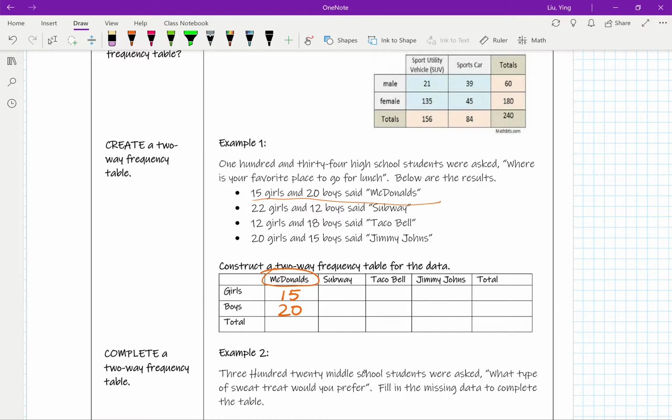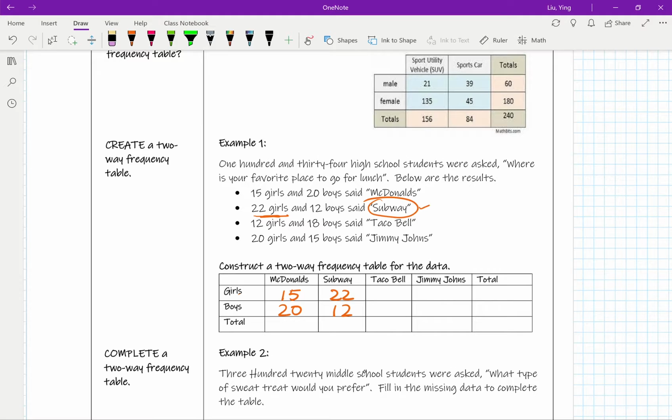And then we're going to do that to the second statement as well. The second one says it's Subway. So we're going to find Subway in the table. We're going to see, okay, 22 girls, right? So for Subway, 22 girls said Subway, and then 12 boys. So boys right here, right? That's why we put the 12 here.